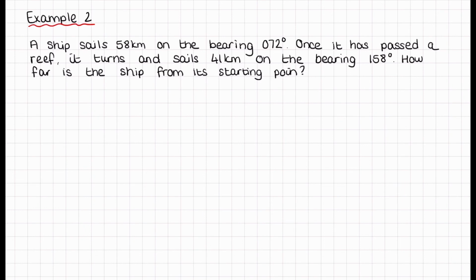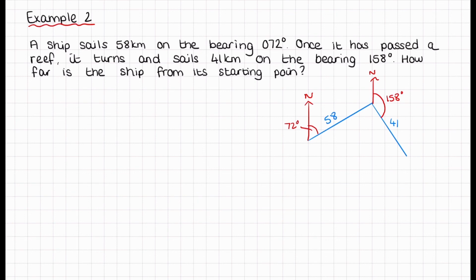So a ship sails 58 kilometers on a bearing of 72 degrees. So remember, it always starts from north. And 72 degrees will be in here somewhere. And they go for 58 kilometers on an angle of 72 degrees. Once it gets to a reef, it turns and sails 41 kilometers on a bearing of 158 degrees. So we're due north here at the reef. And 158 degrees will be on an angle down here, and it goes for 41 kilometers. And that's on an angle of 158 degrees.